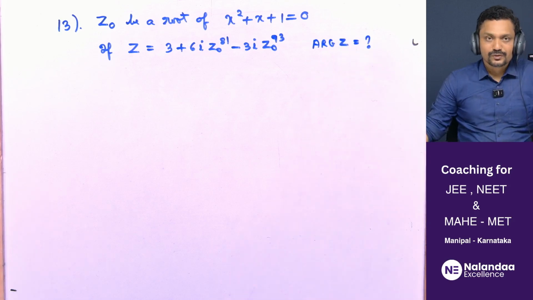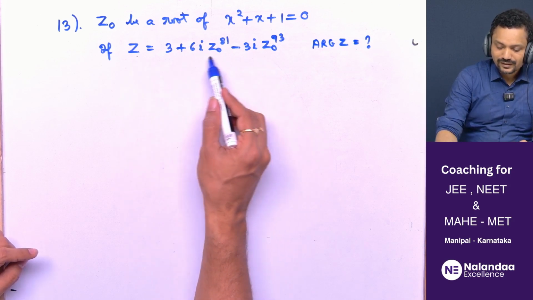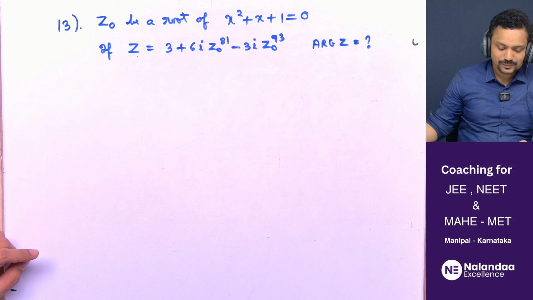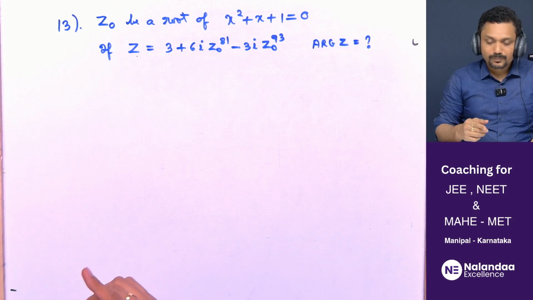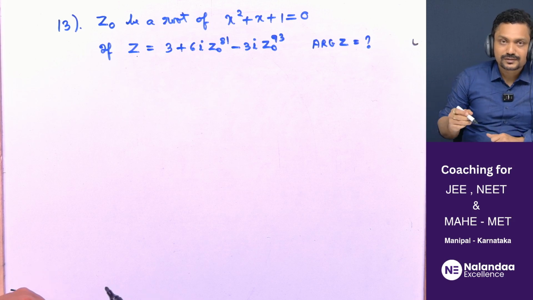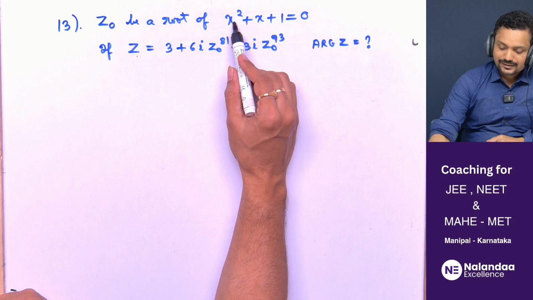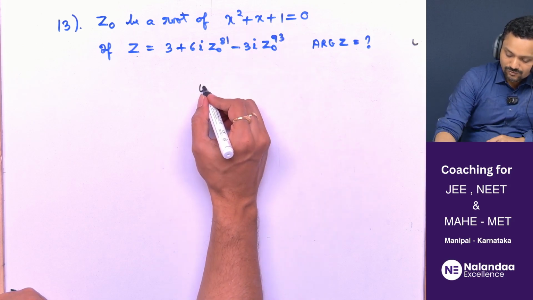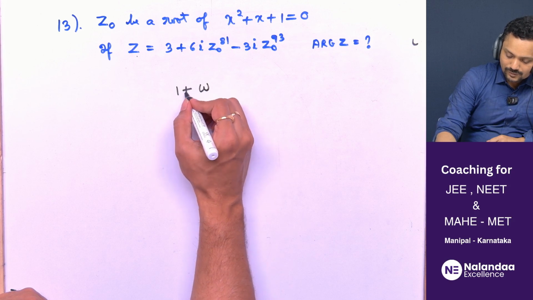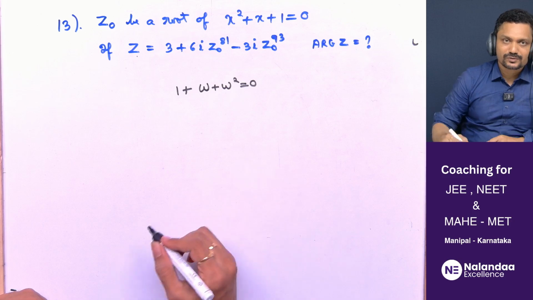Yes. So we have to find the argument of this complex number. Now students, this is a very important question which relates to omega. Last class we have seen x square plus x plus 1 equal to 0. We know the property of omega: 1 plus omega plus omega square is always equal to 0.